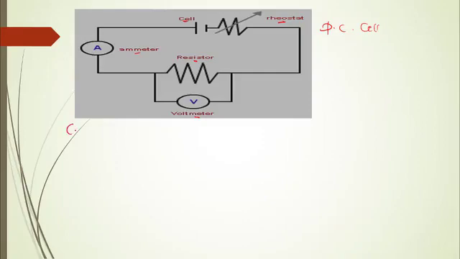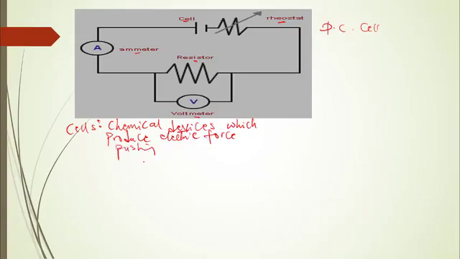Now let's start with the cells first of all. So what are these cells? Remember, in previous lessons we've said that cells are chemical devices which produce electric force. They produce electric force, yes. And this electric force is responsible for pushing the current and making it flow.